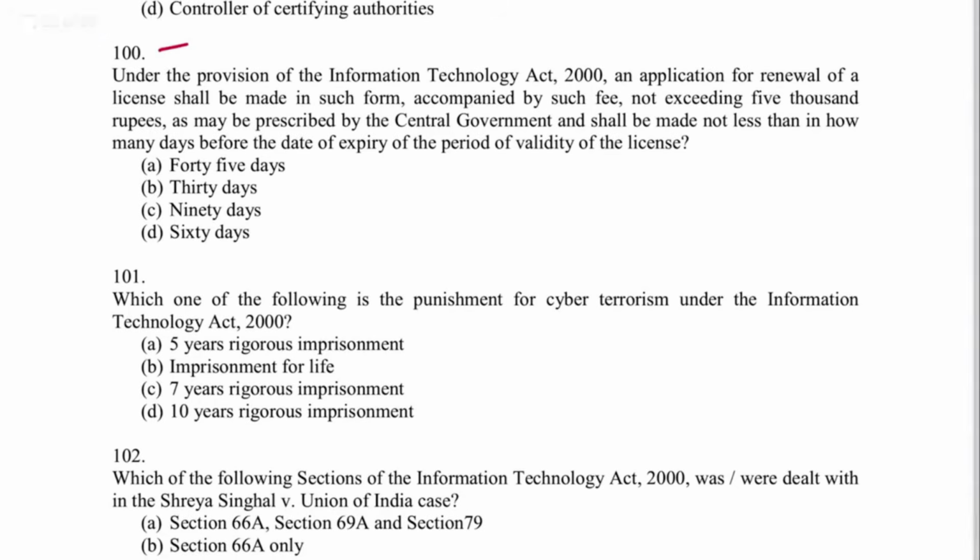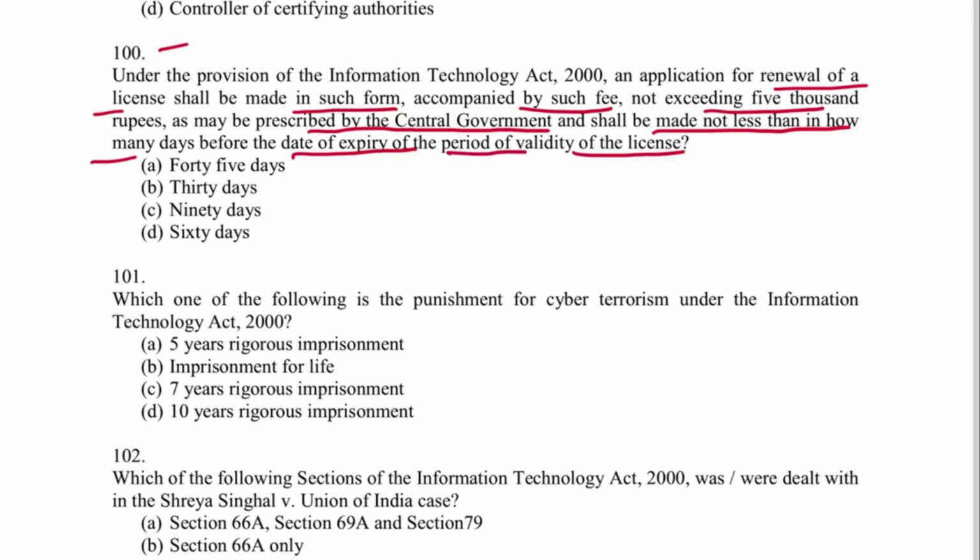Next, 100. Under the provision of IT Act, an application for renewal of license shall be made in such form accompanied by such fee not exceeding 5,000 rupees as may be prescribed by central government and shall be made not less than in how many days before the date of expiry of the period of validity of the license? Within 45 days. A is the answer. And where is the provision? In section 23 of IT Act.